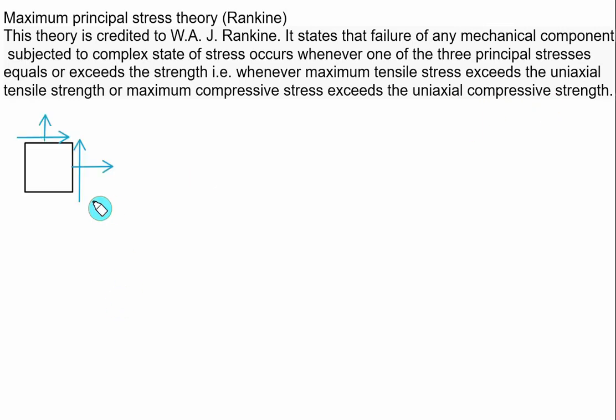So consider here a two-dimensional state of stress which is subjected to sigma x, the normal stress along the x-axis, shear stress tau xy, and the normal stress sigma y along the y direction. Now the values of sigma x and sigma y will be positive if tensile and negative if compressive. The value of tau xy will be positive if it is on the right face and goes in the positive y direction. From sigma x, tau xy and sigma y, we can calculate the two principal stresses.